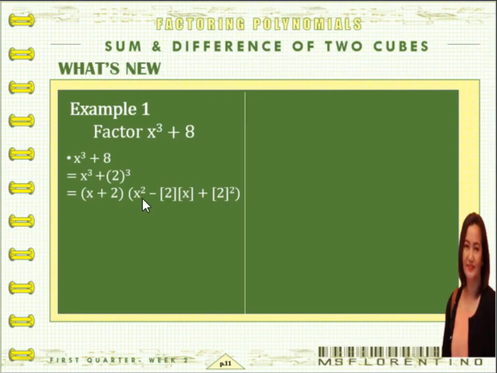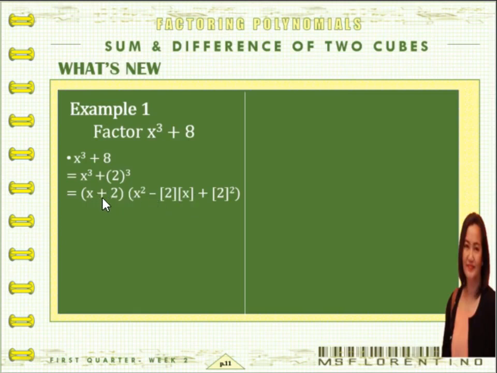To get the first term of the trinomial factor, we get the square of the first term of the binomial factor. x times x is x squared. To get the third term of the trinomial factor, we square the second term of the binomial factor. 2 raised to the power of 2 is equal to 4. To get the middle term, multiply the first and the second term of the binomial factor, x times 2 or 2 times x, and that is 2x.